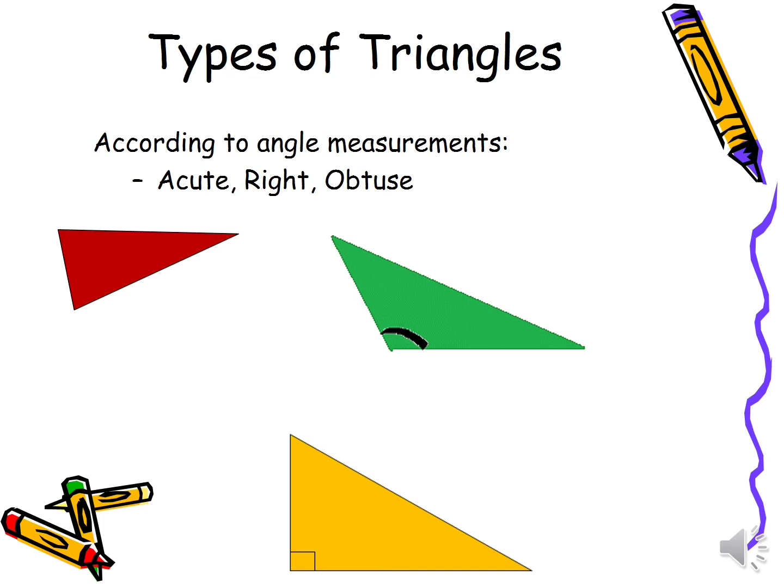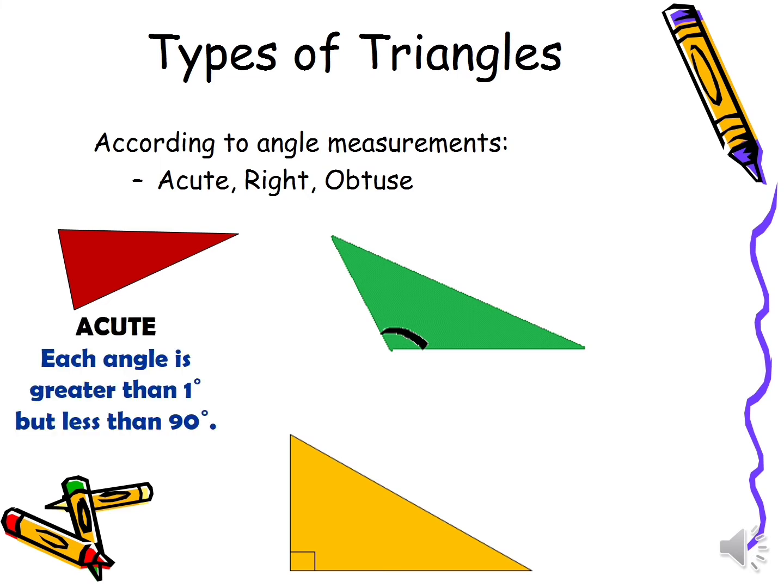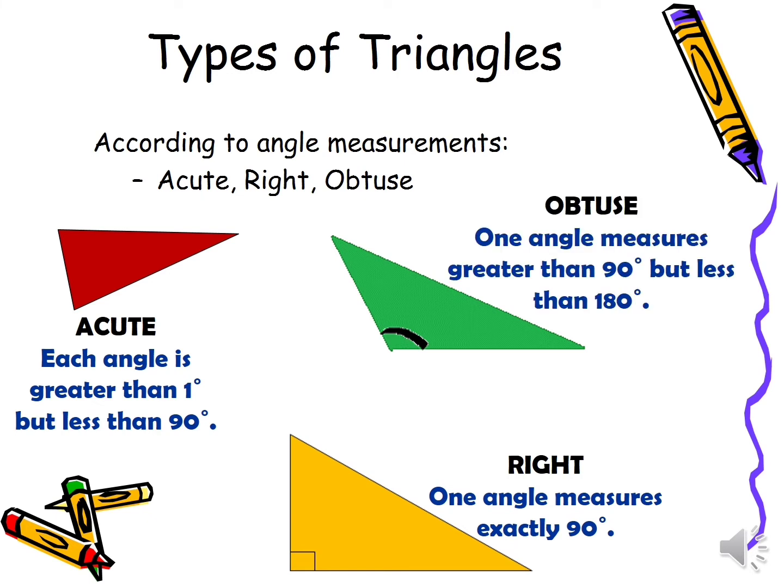For acute triangle, each angle is greater than 0 degrees but less than 90 degrees. For the right triangle, one angle measures exactly 90 degrees. And for the obtuse triangle, we have one angle measures greater than 90 degrees but lesser than 180 degrees.